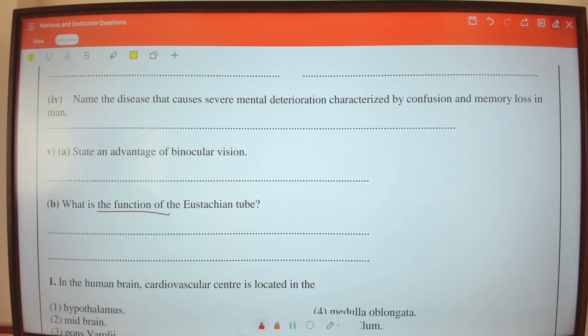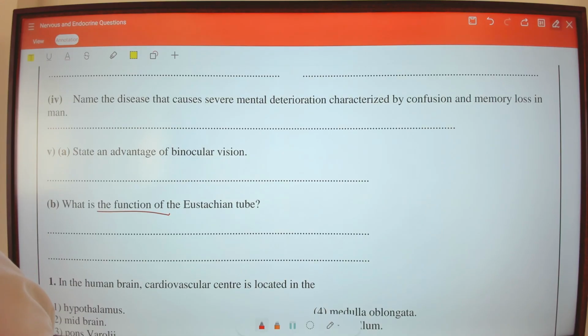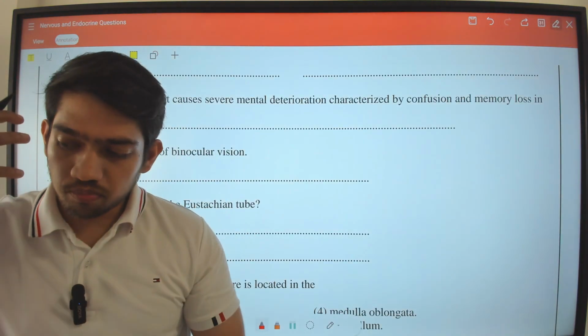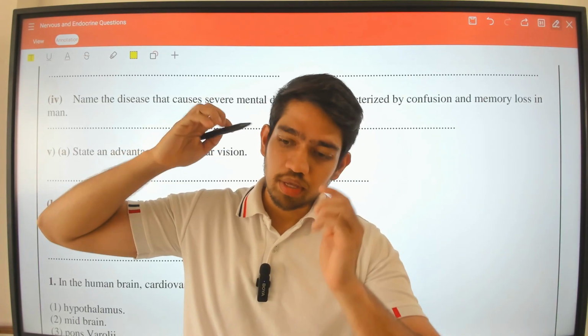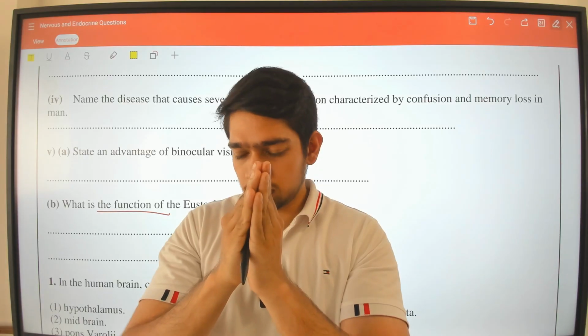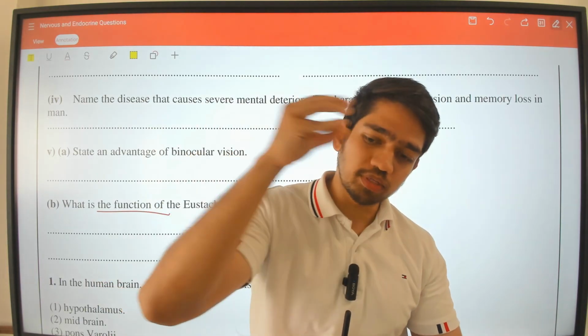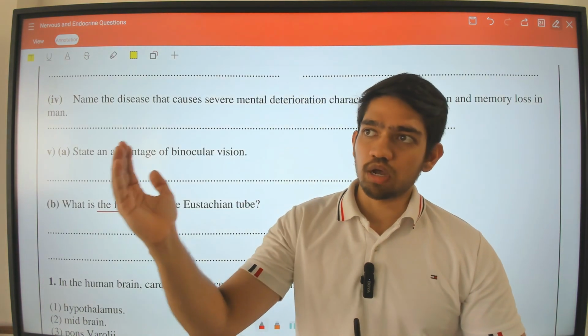Exactly. Maintains air pressure on both sides of the tympanic membrane at atmospheric pressure level. Because why? From the external ear side, the tympanic membrane is exposed to atmospheric air. So, if the pressures are not equal, you know physics, right? If there is a pressure difference, the tympanic membrane is definitely going to be sucked or pushed. Or it can tear. It's either going to be sucked or pushed.